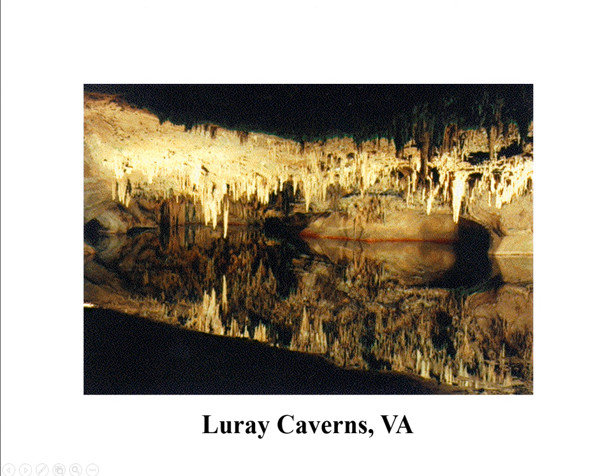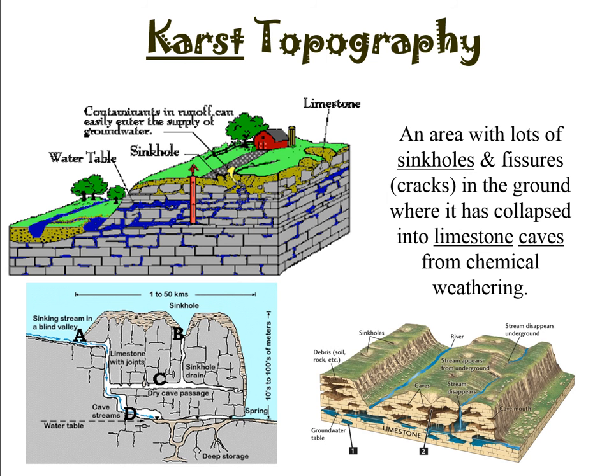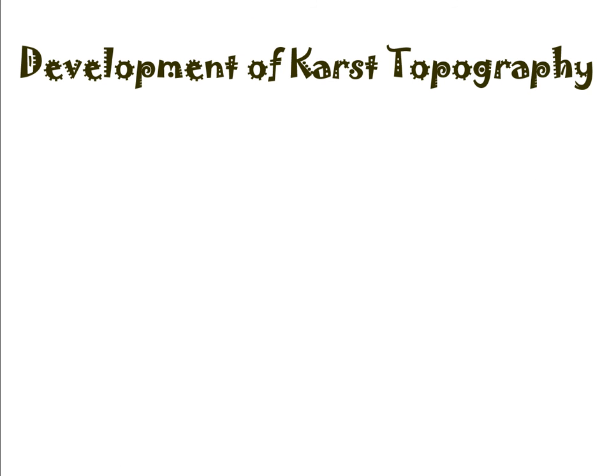Luray Caverns is a good example, as is Skyline Caverns. And since we've got all those caves in Shenandoah Valley, it's what we call a karst topography. It's an area with lots of sinkholes and fissures and caves. The caves collapse at the surface, which gives you sinkholes. You can have sinking streams, disappearing streams, sinkholes. It's really interesting looking underneath the ground. Not necessarily the safest place to live, though.